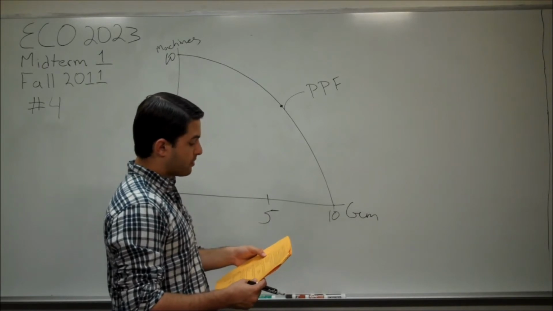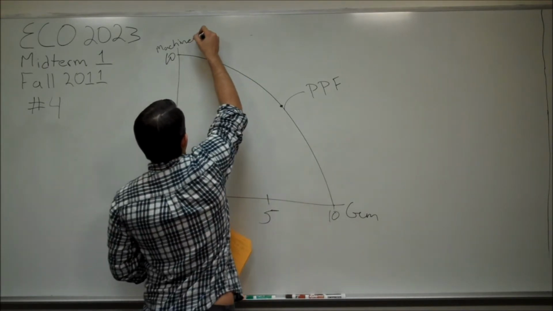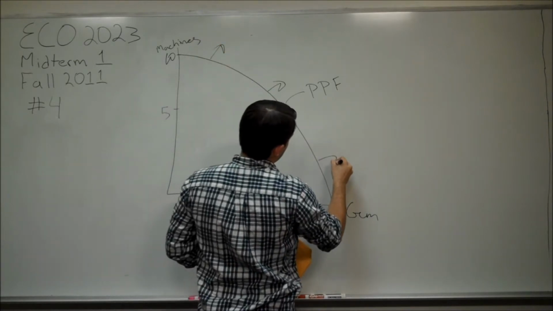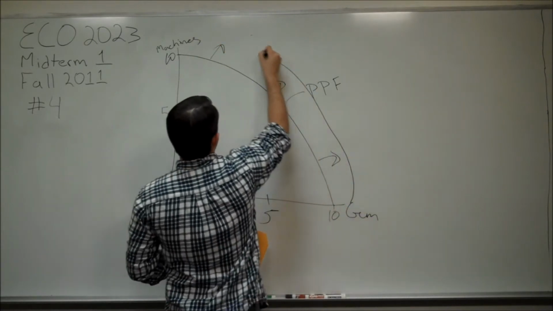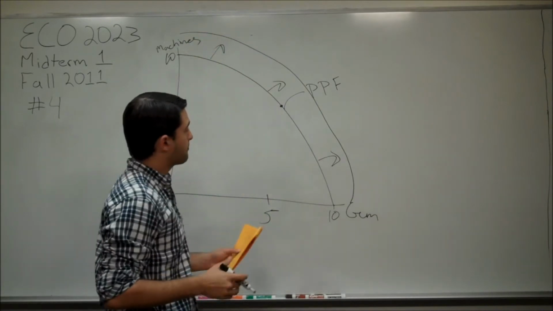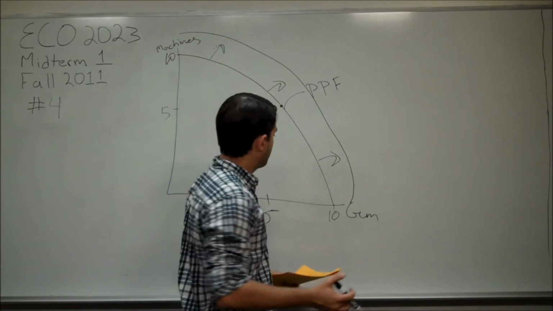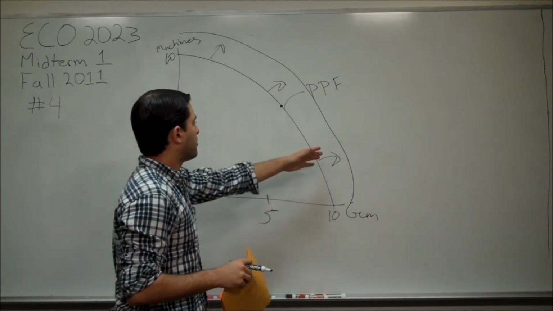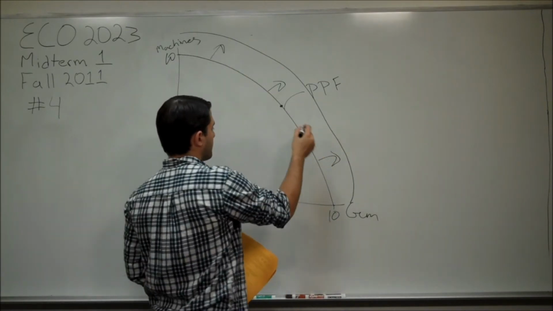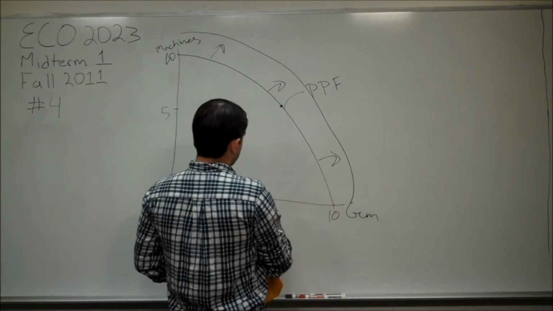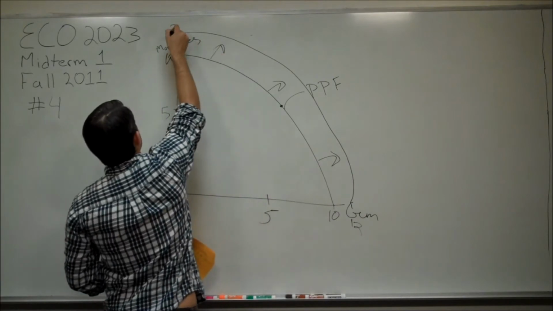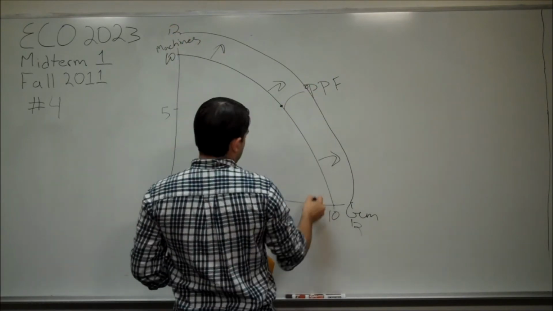B says an outward shift in the PPF. So if the PPF were to shift outward, is that economic growth? Ultimately, that is the answer. Because if we have an outward shift in the PPF, that means the new attainable points increase. We can go from 10 gumballs and 0 machines to 12 gumballs and 0 machines, or 12 machines and 0 gumballs, or 6 and 6.